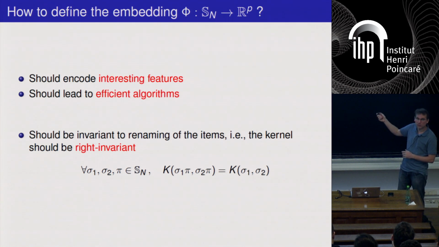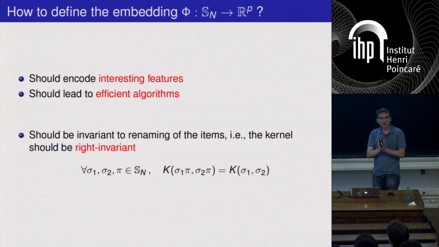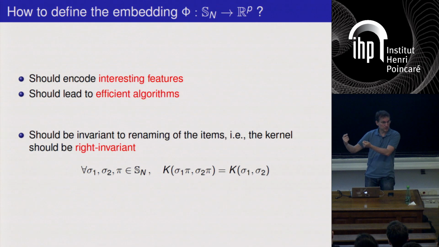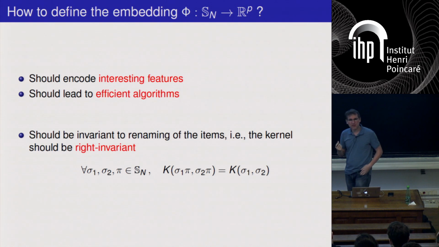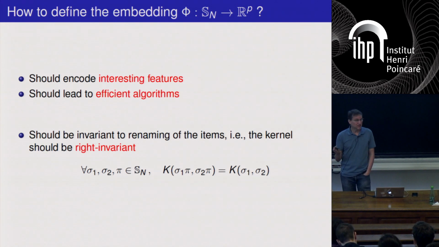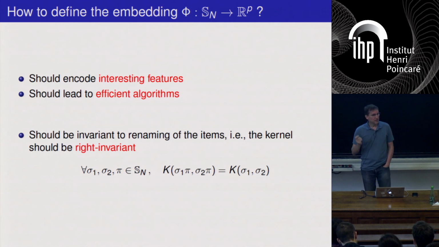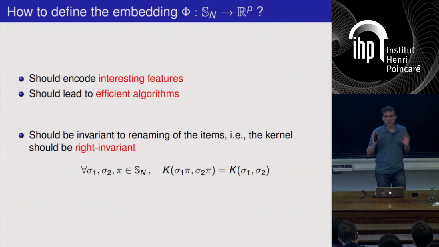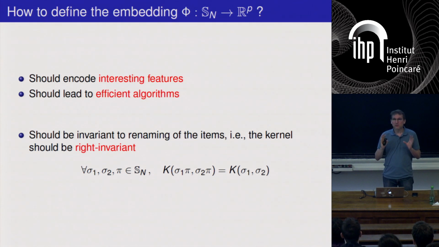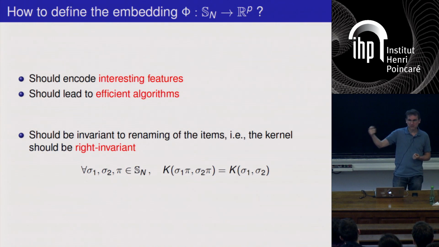Remember that K is the inner product, so you have two permutations, sigma 1, sigma 2. You have a mapping phi, so you can compute their inner products in the feature space. And what we impose is that if both permutations are multiplied on the right by a fixed permutation, they will change in the feature space, but you would like the angle or the inner product not to change. So why would we impose that, and why right invariance and not left invariance or any invariance? Here the right invariance in this case corresponds to something very specific. It corresponds to a redefinition of what we call the items 1 to n.